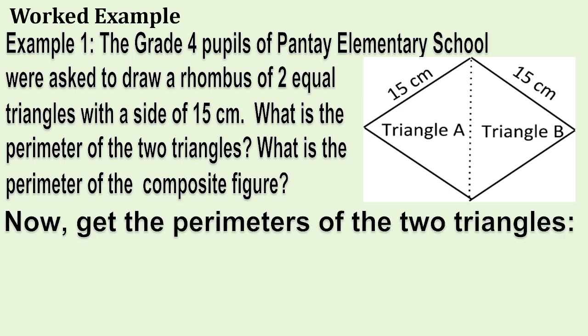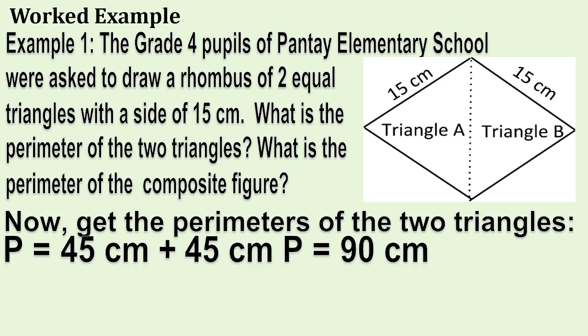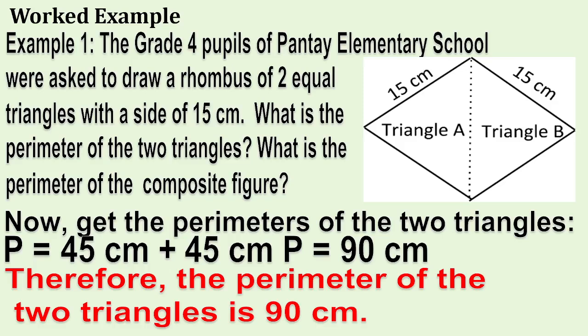Now, get the perimeters of the two triangles. Perimeter equals 45 centimeters plus 45 centimeters. So perimeter equals 90 centimeters. Therefore, the perimeter of the two triangles is 90 centimeters.